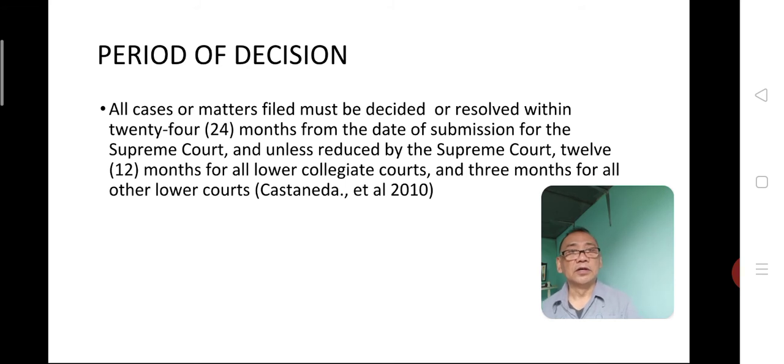Okay, now, the period of decision, this is the rule. All cases or matters filed must be decided or resolved within 24 months from the date of submission for the Supreme Court. Okay, pag pinasa yan sa Supreme Court, dapat in 24 months or 2 years, ay dapat magkaroon ng resolution. And unless reduced by the Supreme Court, 12 months for all lower collegiate courts and 3 months for all other lower courts.